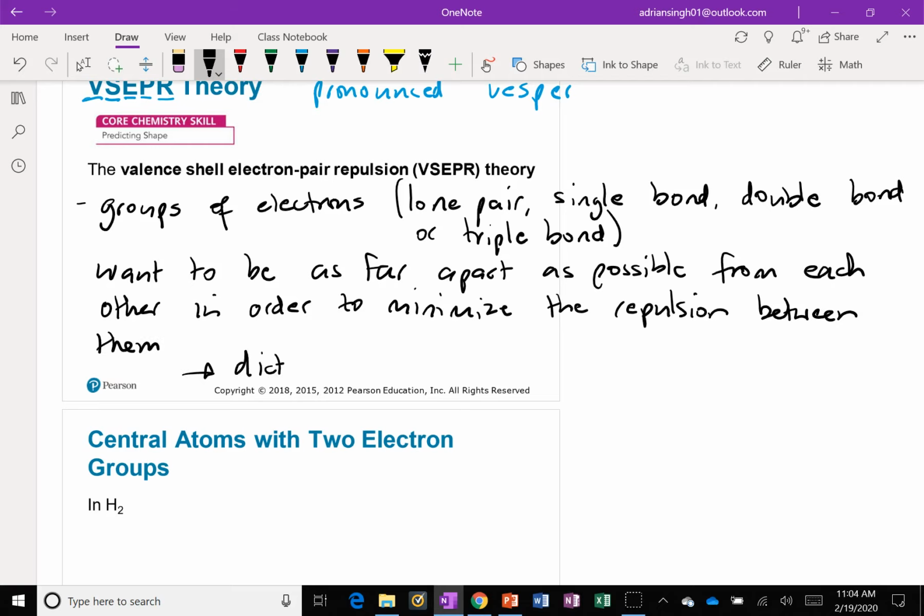And this will then dictate the shape of the molecule. All right, so the basis for VSEPR theory is you have these groups of electrons that want to be as far apart from each other as possible. Right? And that drives what the molecule will actually look like in the end.